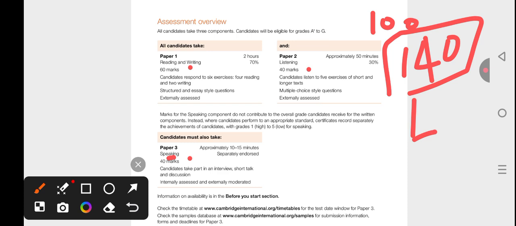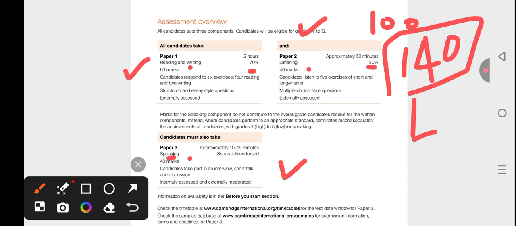But there is a certain percentage of how much each part will add to the score in your result. So 70% of marks will be added from the reading and writing paper, 30% of marks will be from the listening endorsement, and then the rest of the marks will be added. If you pass the speaking endorsement, then there is a high possibility that you will get good marks in the rest of the papers. Okay, but this is just my personal understanding.